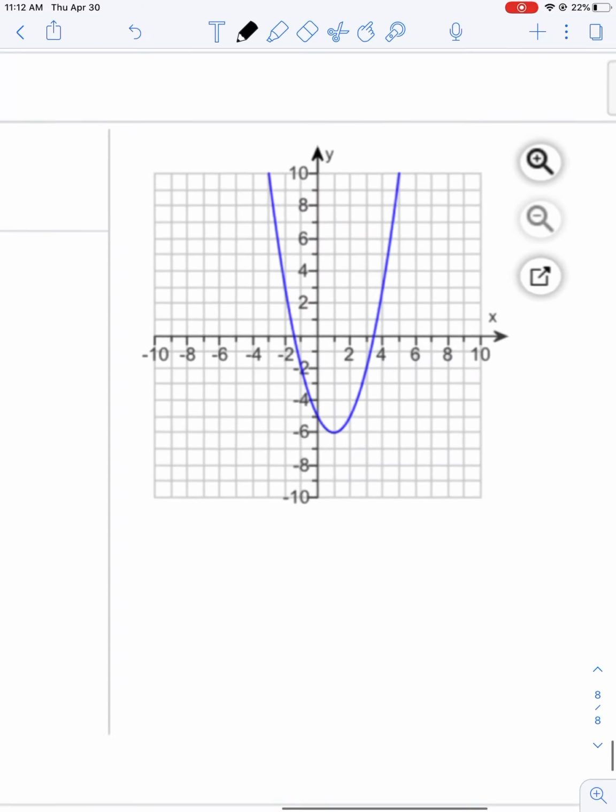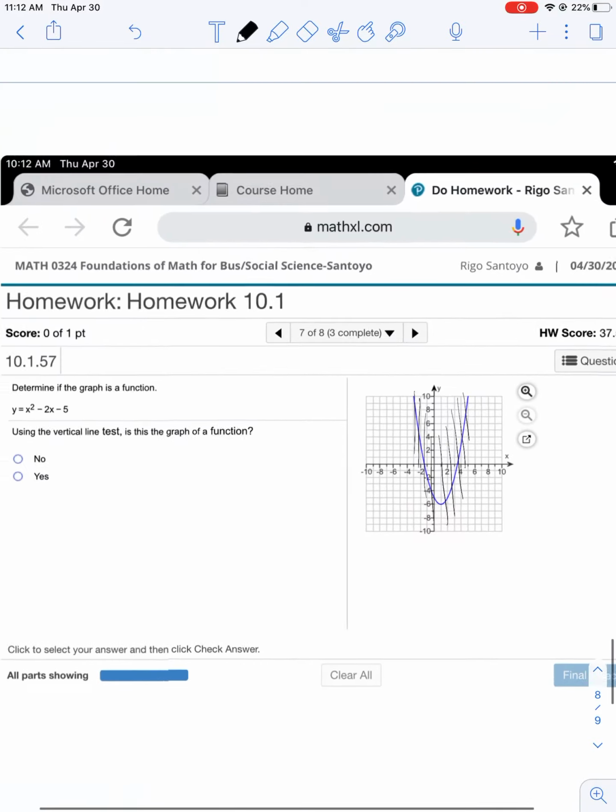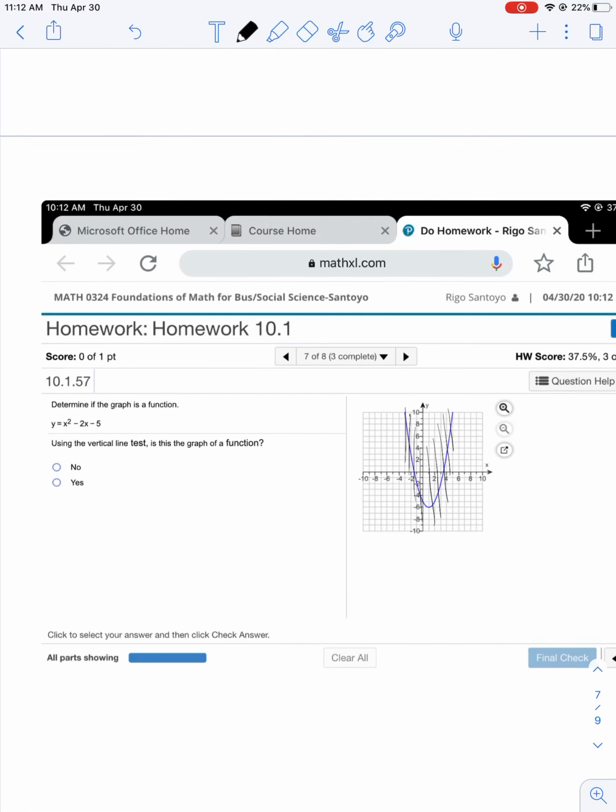How about this next example? This vertical line hits it once. Any vertical line that I draw only hits it once. So is it a function? Yes. Why? Because each vertical line hits the graph only once.